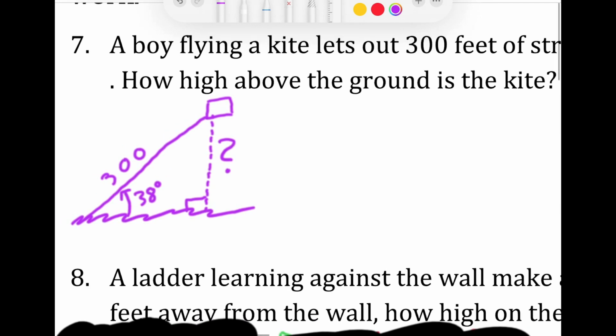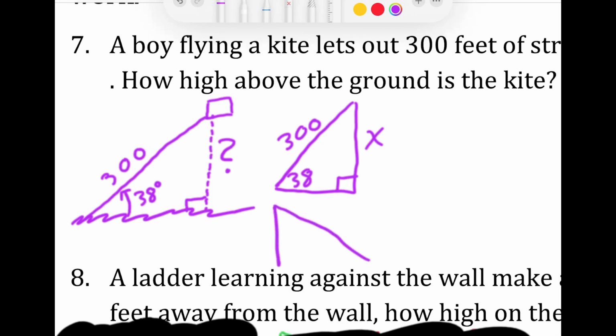So for the people that do not like drawing these pictures, as long as your triangle ends up having a 90 degree angle, having one of the angles being 38, and as long as your hypotenuse is 300 and your opposite side is x, it does not matter. So you could have drawn the picture like this with 38, 300, and x over here.